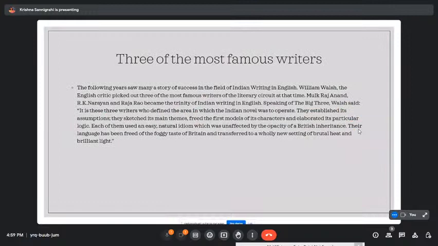Then three of the most important writers whom we have also discussed. But talking about them together, this is how we can say that the following years saw many a story of success in the field of Indian writing in English. William Walsh, the English critic, picked out three of the most famous writers of the literary circuit at that time. Number one is Mulk Raj Anand. Number two is R.K. Narayan, and number three is Raja Rao, who became the trinity of Indian writing in English.